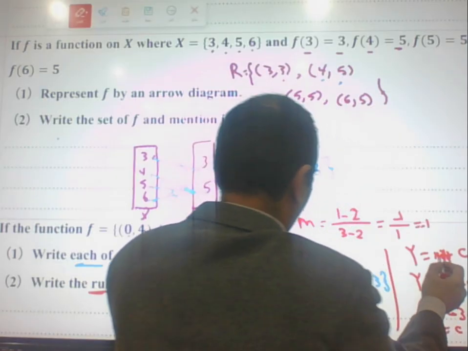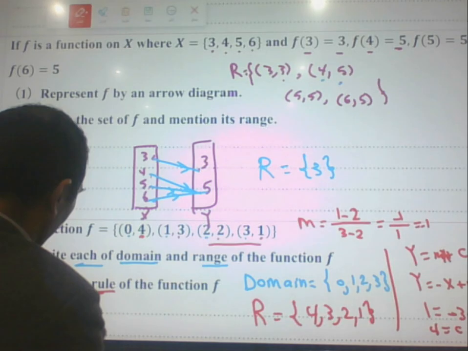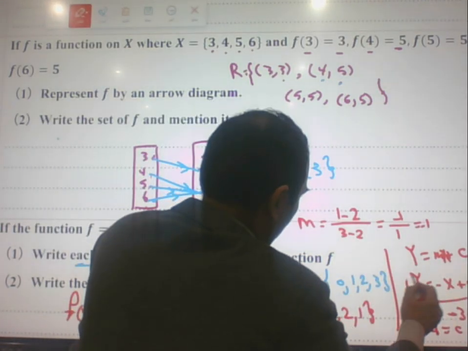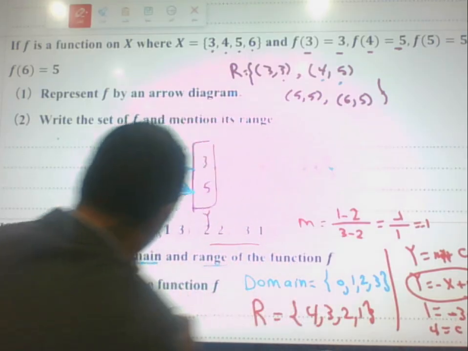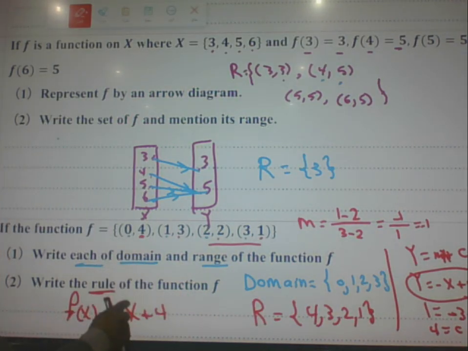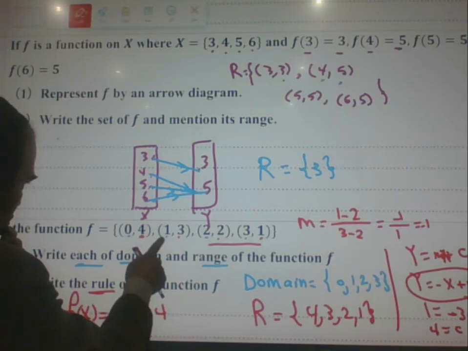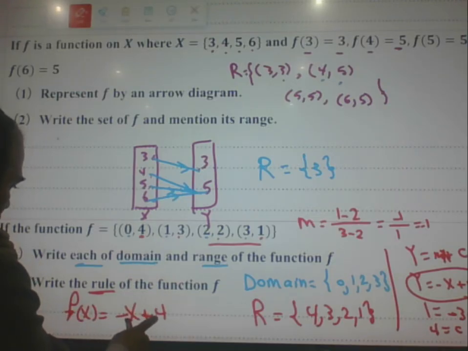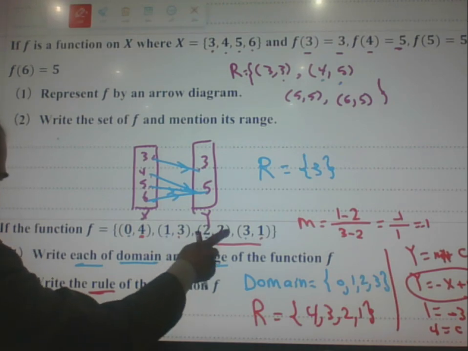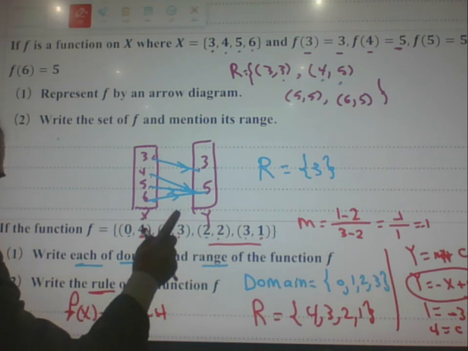In the relation, we can write the function f of x, or y, here equals negative x plus constant. The constant will be 4. The result will be negative x plus 4. Like this, if we put 0, 0 times negative 1 is 0, plus 4 equals 4. Put 1: negative 1 plus 4 equals 3. Put 2: negative 2 plus 4 equals 2. Put 3: negative 3 plus 4 equals 1.